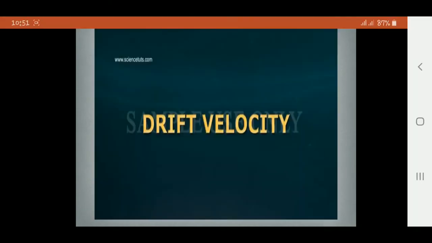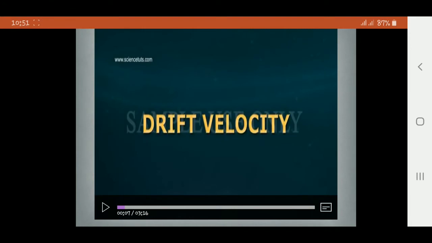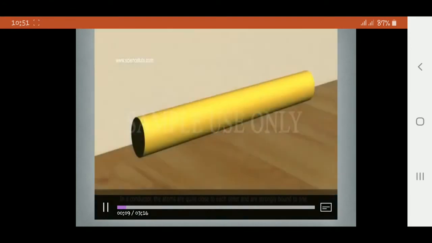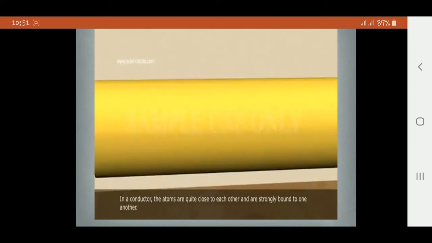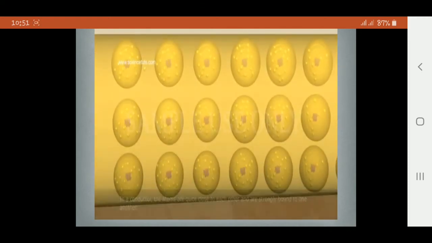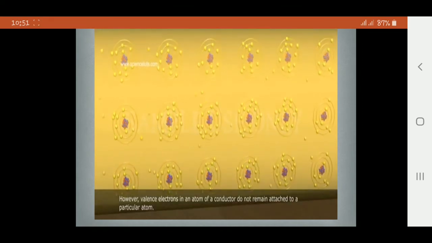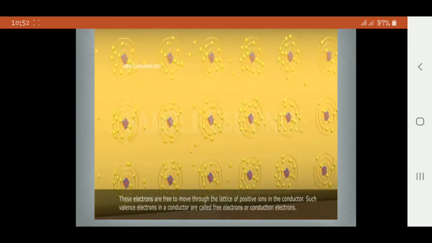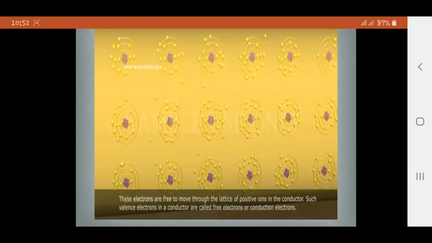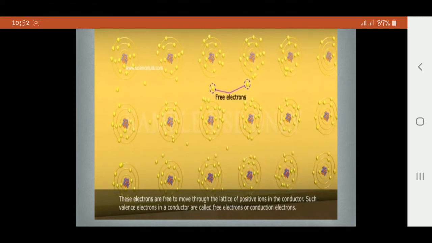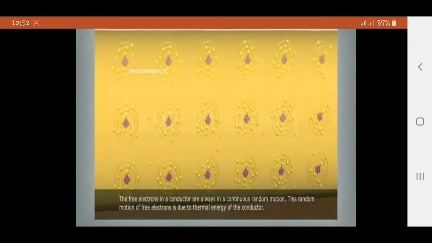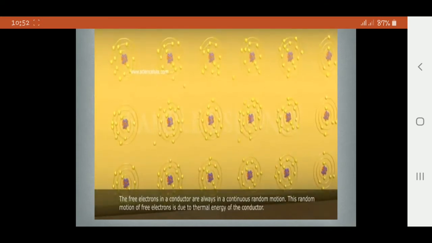Now we come to drift velocity. What is drift velocity? Let me consider here a part of a conducting wire. In a conductor, however, there are a number of valence electrons and they are in the state of random motion. These electrons are free to move through the lattice of positive ions in the conductor. Such valence electrons in a conductor are called free electrons or conduction electrons, as shown in the given figure you can see here. The free electrons in a conductor are always in a continuous random motion.